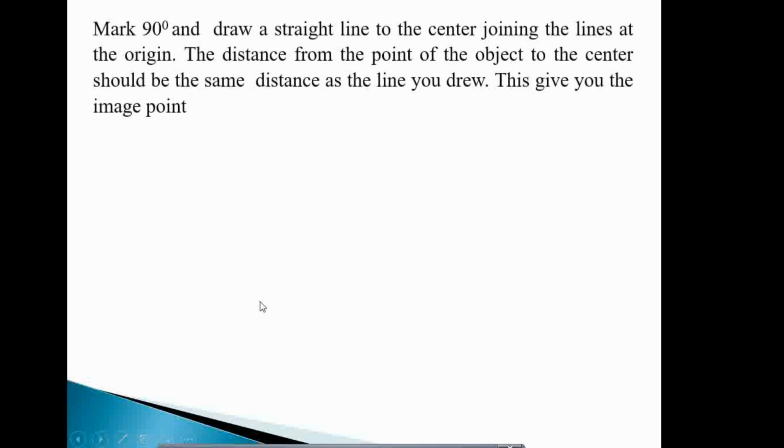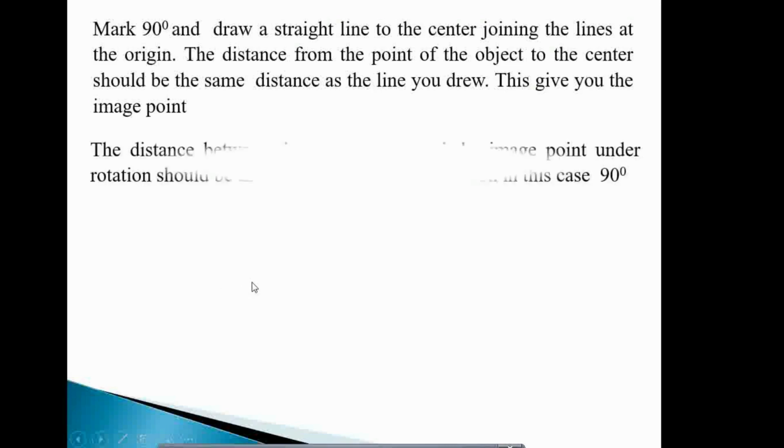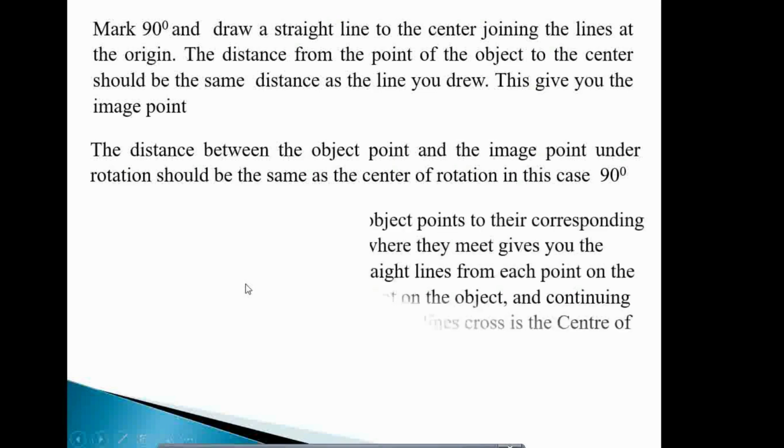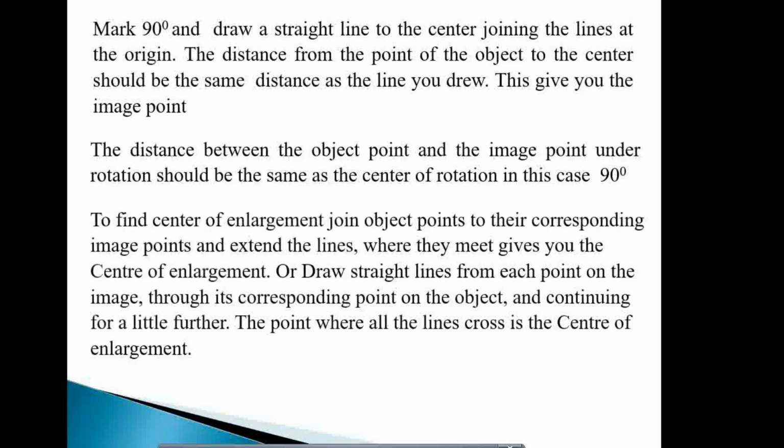So mark 90 degrees and draw a straight line to the center, joining the lines at the origin. Then the distance from the point of the object to the center should be the same distance as the line you drew. So this gives you the image point. So the distance between the object point and the image point under rotation should be the same from the center of rotation in the case of 90 degrees.